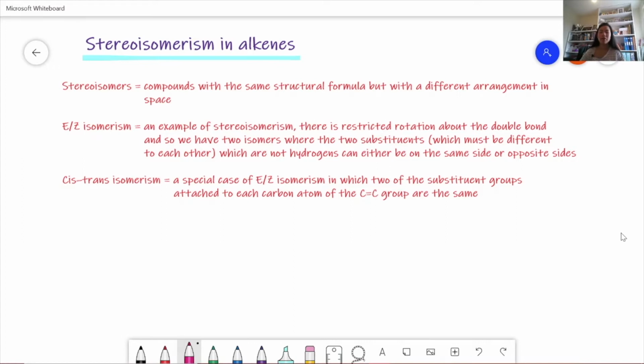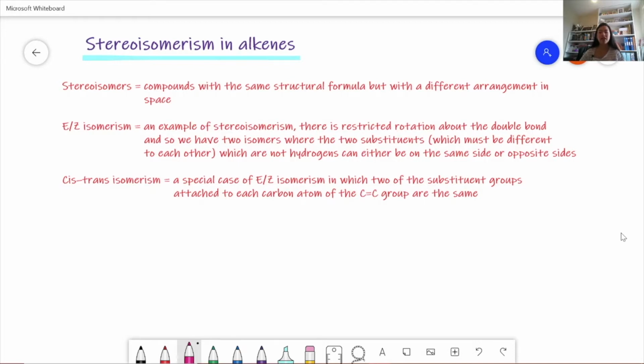Now we're going to talk about stereoisomerism in alkenes. So there's three definitions we need to know. The first is that stereoisomers are compounds of the same structural formula but with a different arrangement in space. And then EZ isomerism is actually an example of stereoisomerism. And this is because there's a restricted rotation about the double bond. And so we have two isomers where the two substituents, which must be different to each other, and which are not hydrogens, can either be on the same side or opposite sides.